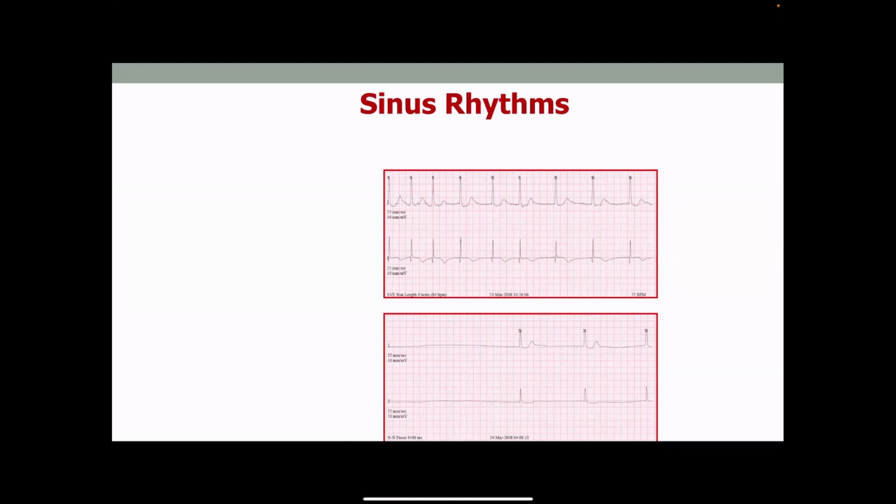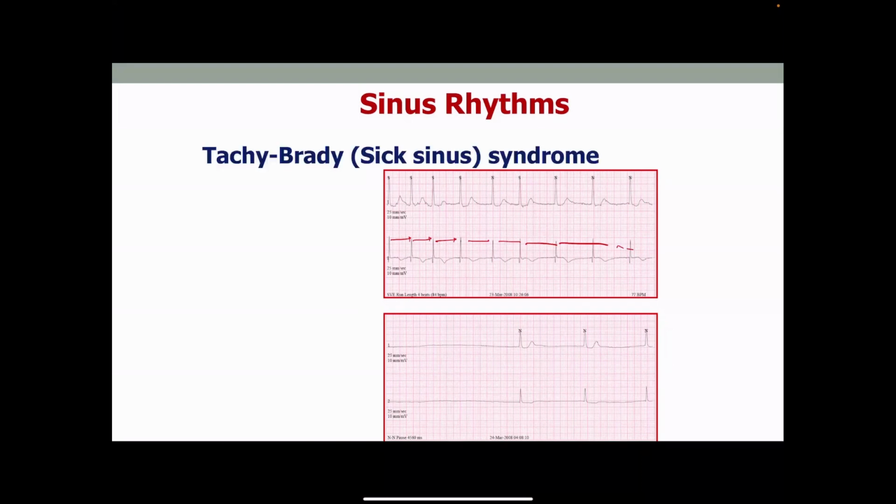Yes, exactly. Do you see how these are close and then far? It's tachy-brady. So you have tachyarrhythmia and then brady. This happens on inspiration and expiration. Okay? So when you inspire, your heart rate's a bit faster. When you expire, it's a bit slower. So even if you see it here, same thing.